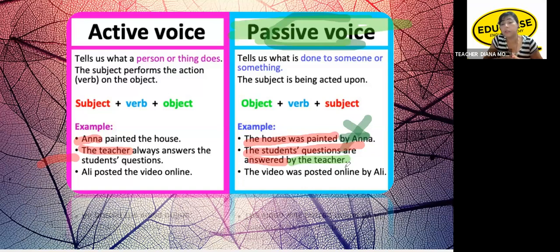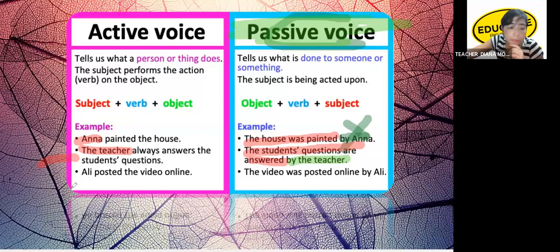No, si Mr. Rodriguez, Mr. Gonzalez, that is the teacher. No, the important here is the question. The students know the answer. The students get the answer. No matter who answers. Okay.